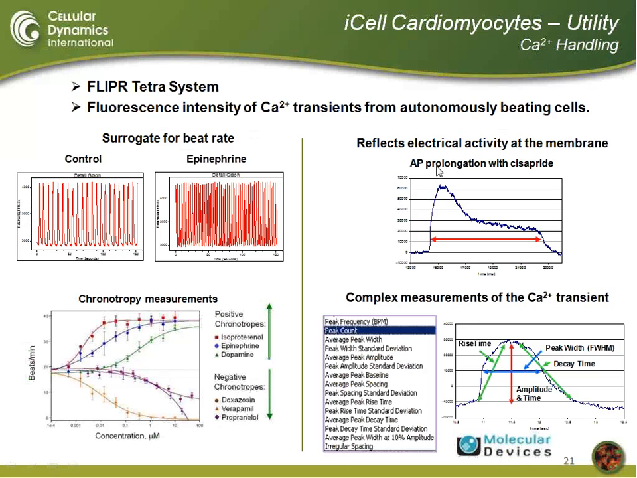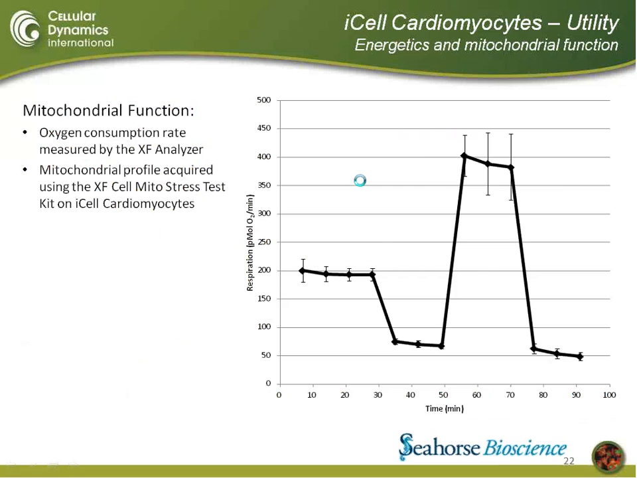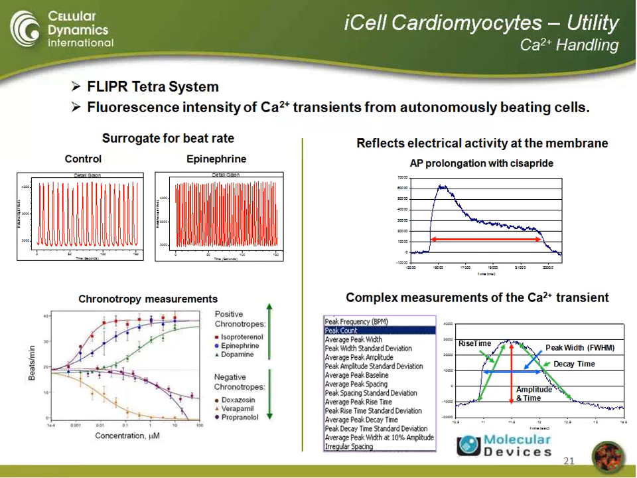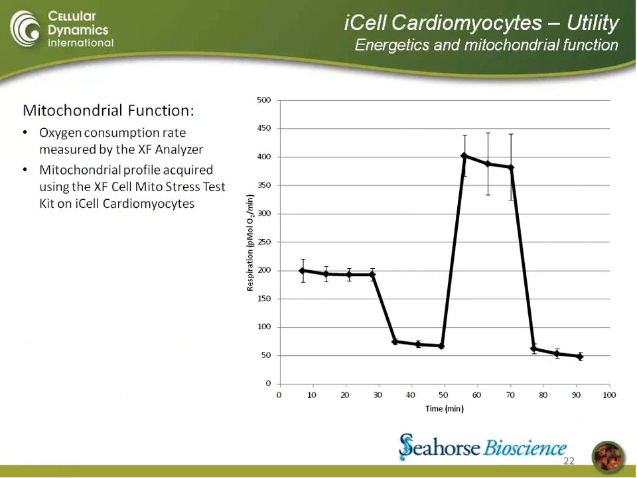Now next you can take this and go a little bit further, and the calcium transients can really reflect electrical activity at the membrane. So here we have cisapride, which is a hERG blocker, and as you can see from the calcium transients, an increase. And with their Peaks Pro software package, you can do a number of complex analysis on the calcium transients.